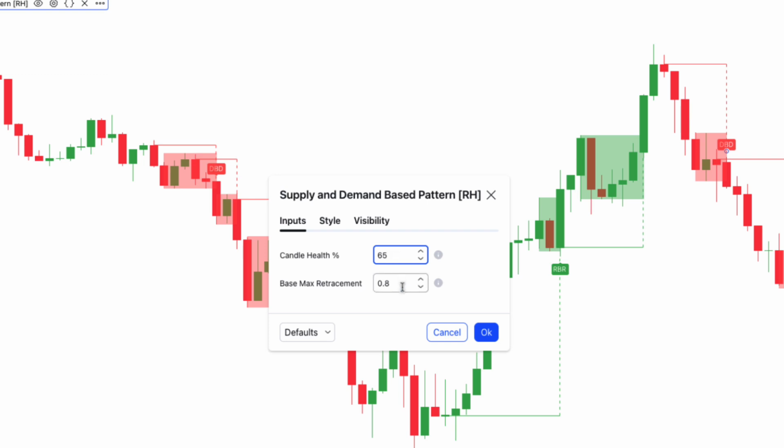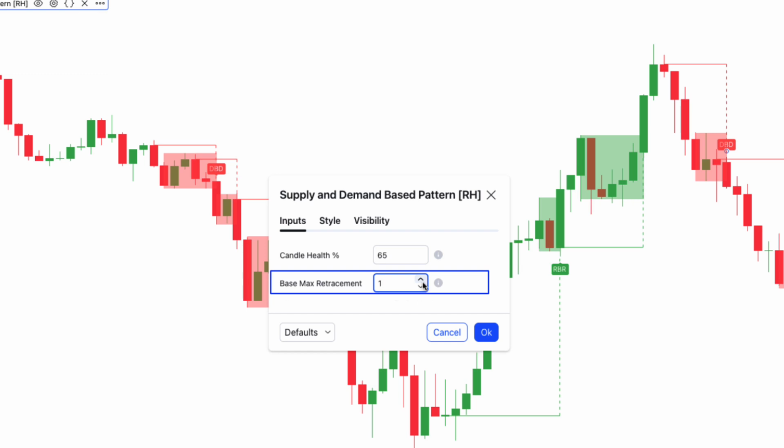Next up on our radar is the base max retracement parameter. It serves as a form of reins, setting a cap on the extent of retracement permissible during the base phase of the pattern. This essential parameter helps in mitigating excessive pullbacks, thus ensuring that the base doesn't slip beyond a specific proportion of the original rally or drop.